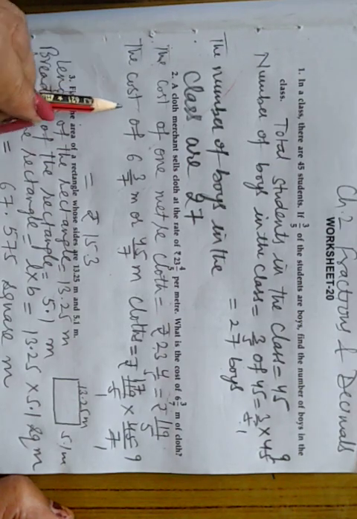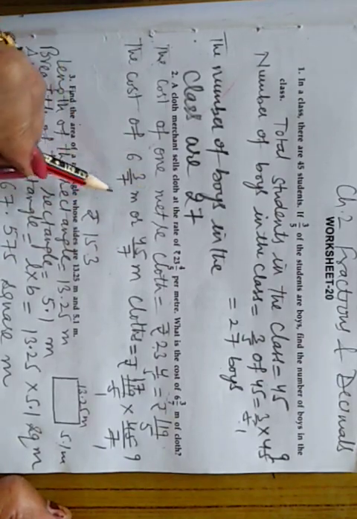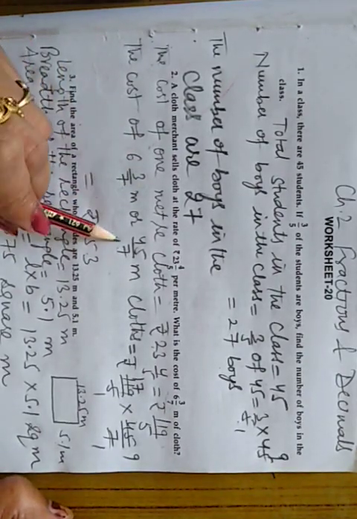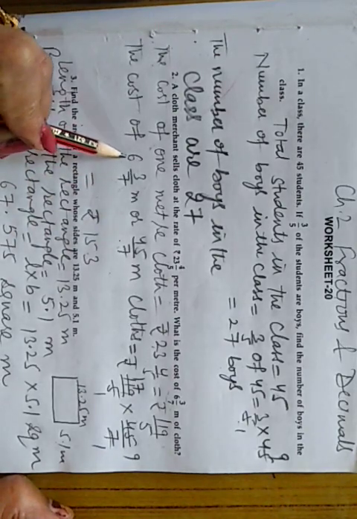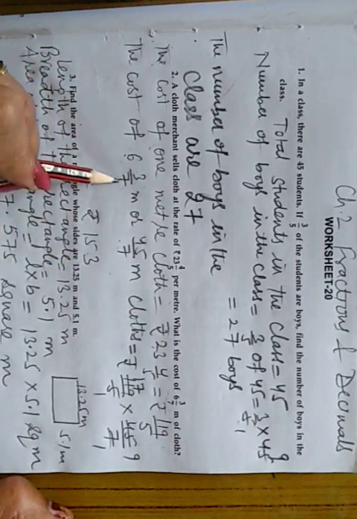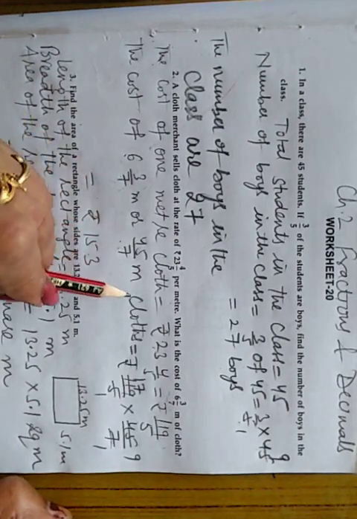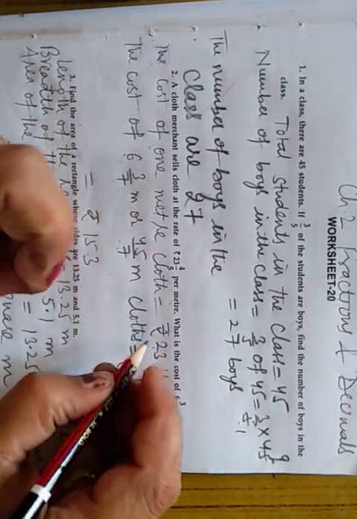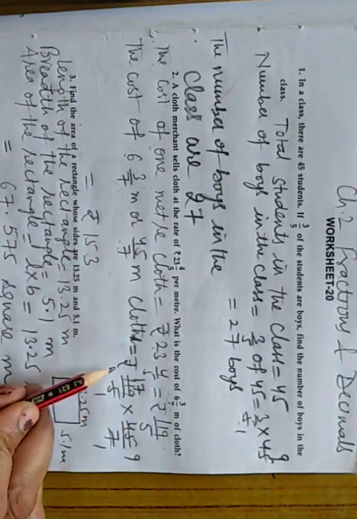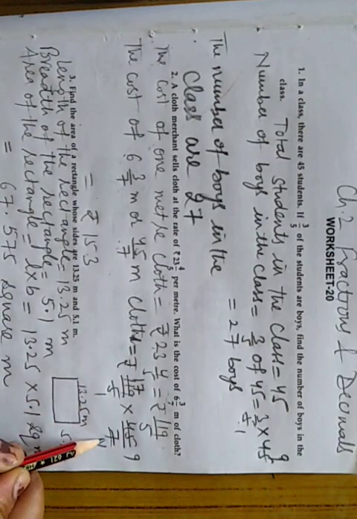So here the cost of 6 whole 3 upon 7 meters, we have converted this mixed fraction into an improper fraction. How? 7 6s are 42, 42 plus 3 is 45 upon 7, here as it is. So the cost of 45 upon 7 meters of cloth is rupees 119 upon 5 multiplied by 45 upon 7, because we have converted 6 whole 3 upon 7 into an improper fraction.